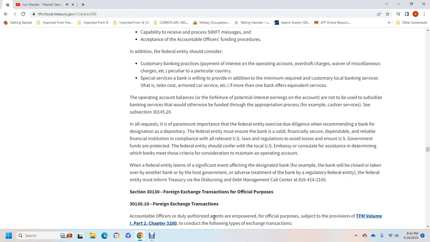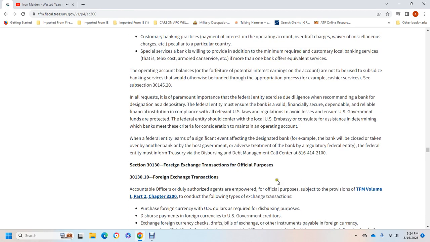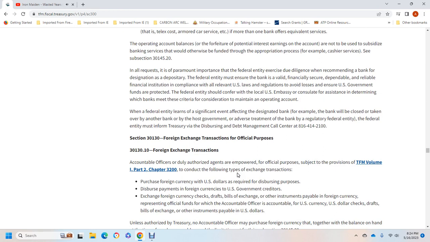For example, the bank will close with the takeover offer and another bank of the host government with adverse treatment of the bank regulatory federal entity. The federal entity must ensure the Treasury value be for the disbursing. Debit management call center, 816-414-2100.